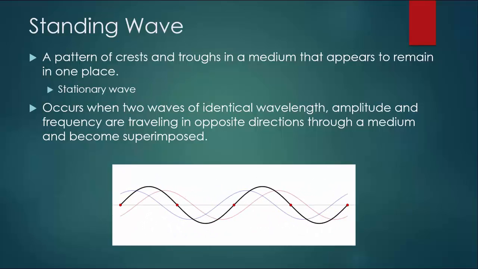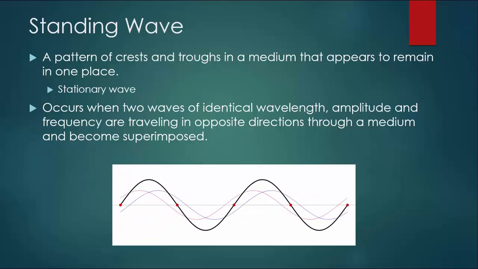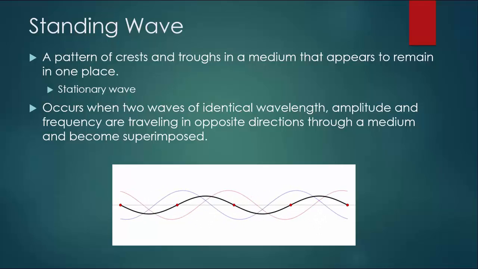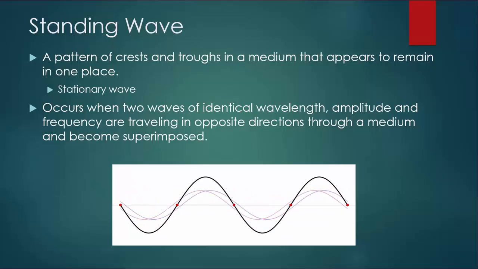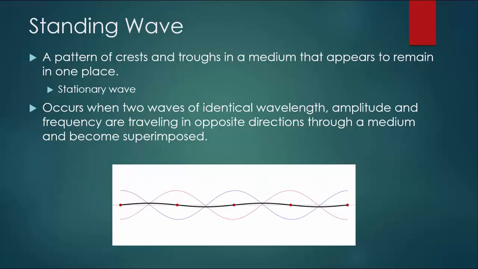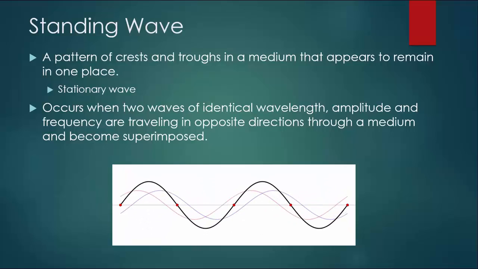The red wave and the blue wave are the two identical waves. The blue wave is traveling to the right, the red wave is traveling to the left. The black wave is the standing wave. You can see there are certain points on that wave, those red dots, where maximum destructive interference is always happening. It doesn't matter what parts of the red wave and the blue wave are at those points, they always completely destructively interfere with each other. We call these places nodes.